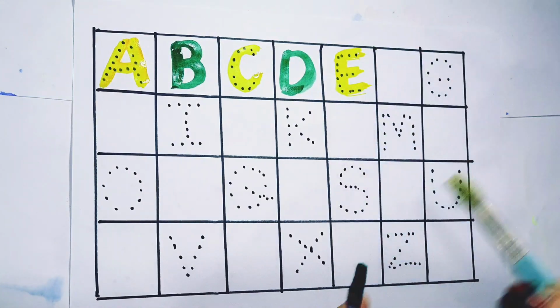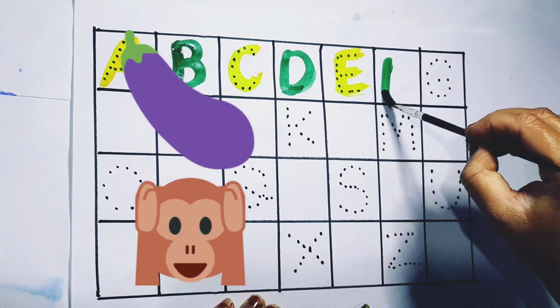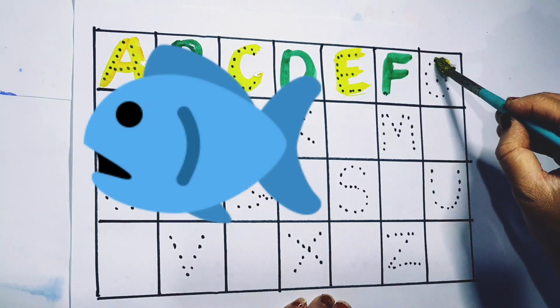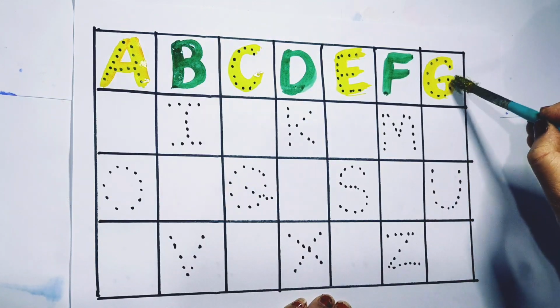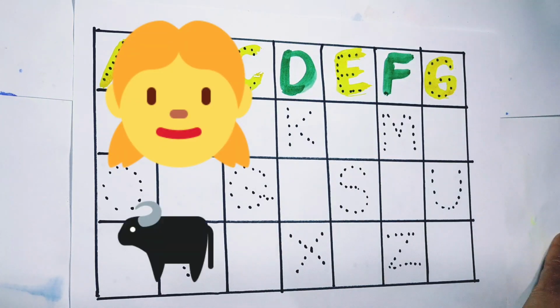E. E for eggplant. E for ear. F. F for fish. F for fan. G. G for girl. G for goat. Pink color.